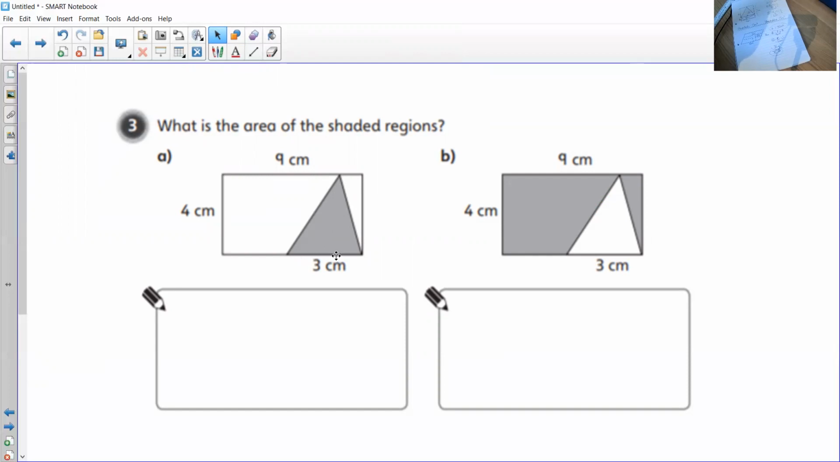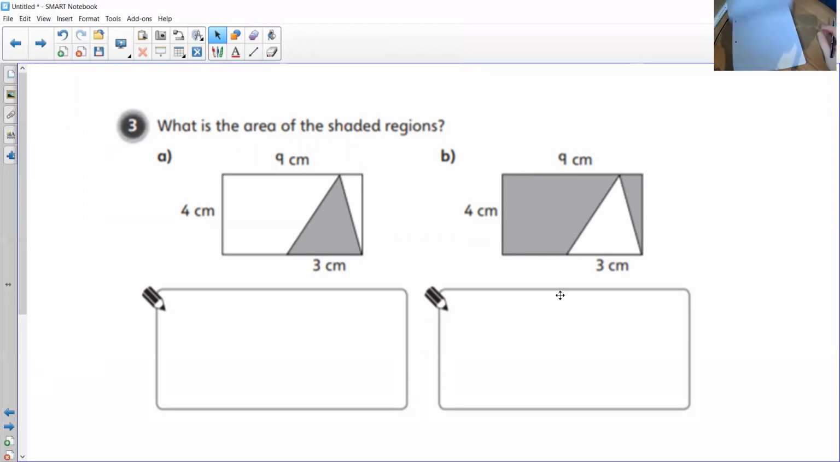So 3A, what's the shaded region? Look at the triangle. Do I know my base? Do I know my height? How do I then work out the area of a triangle? So how am I going to work out the shaded area of this rectangle here if the triangle is no longer shaded in? Over to you guys, press pause and then play for the answers.